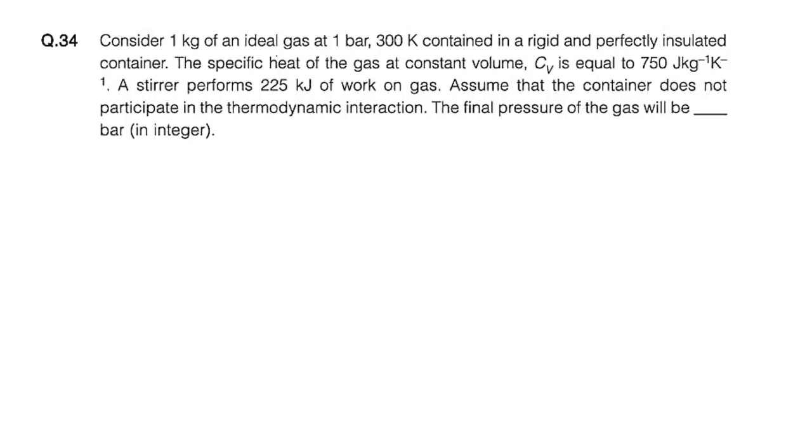Okay. 1 kg of an ideal gas at 1 bar, 300 Kelvin, contained in a rigid container. Keep this in mind. Try to catch the keywords. Anywhere you are getting rigid, it means volume would be constant, and perfectly insulated means heat transfer would be 0. The specific heat at constant volume CV is 0.75, and a stirrer performs work. Assume the container does not participate in final pressure.